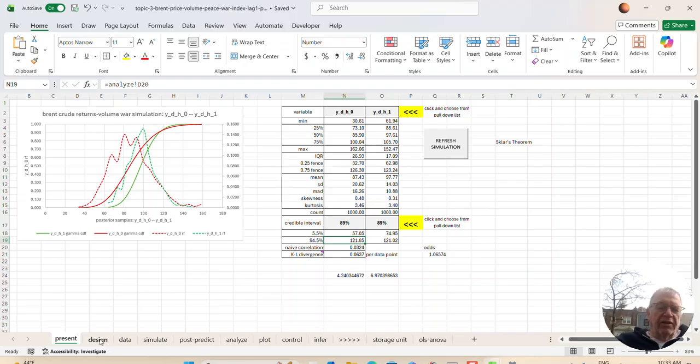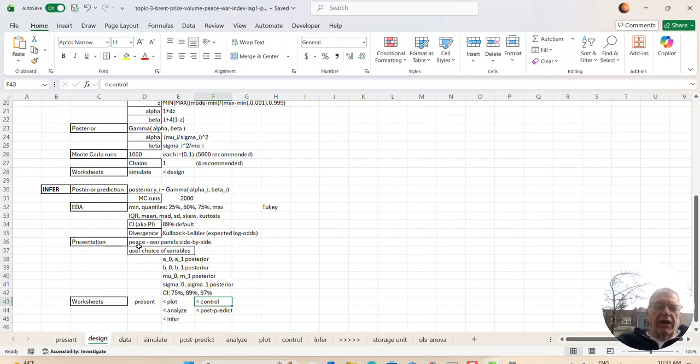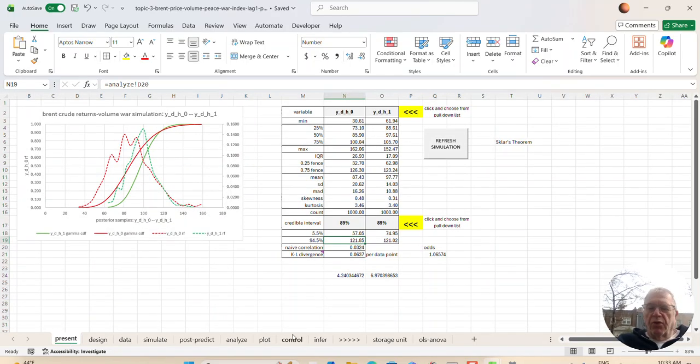Back to the design. Okay, just to see what we have there. We have a divergence. We can change the 89%. Let me change that right now because I want to show one more thing before we drop off here. What if we were to use a 95? There we go. And a 95 for this.